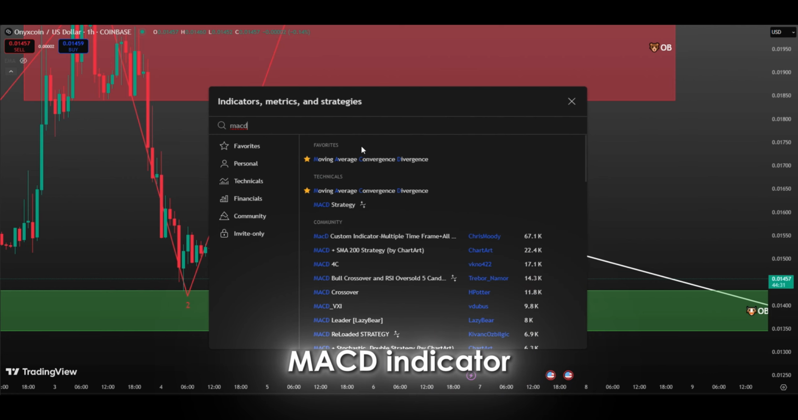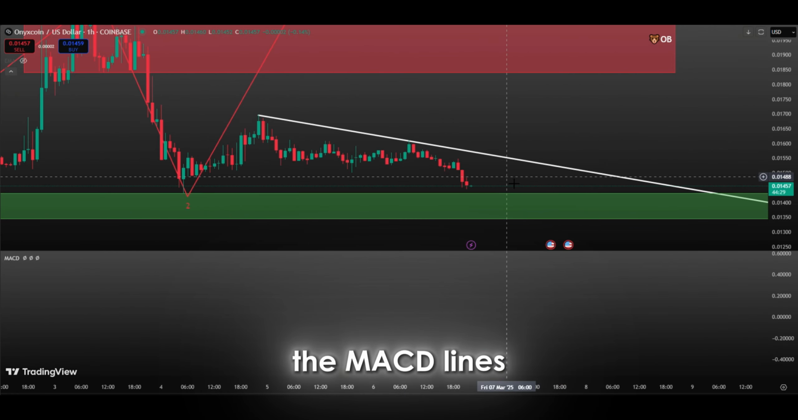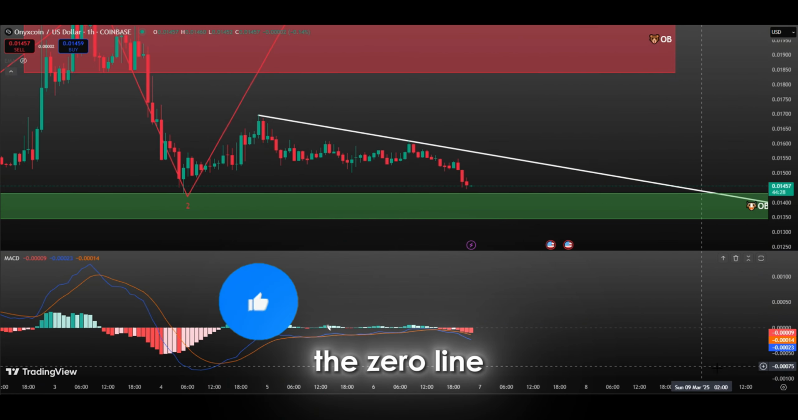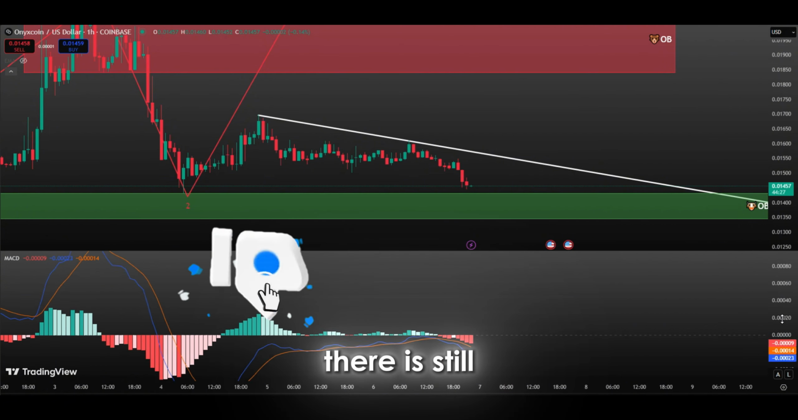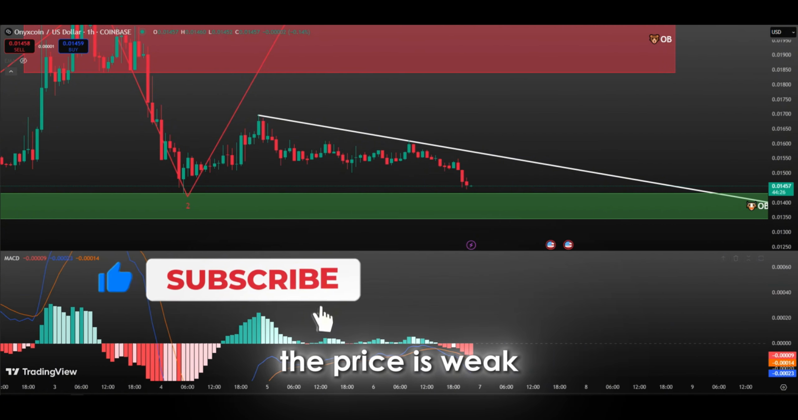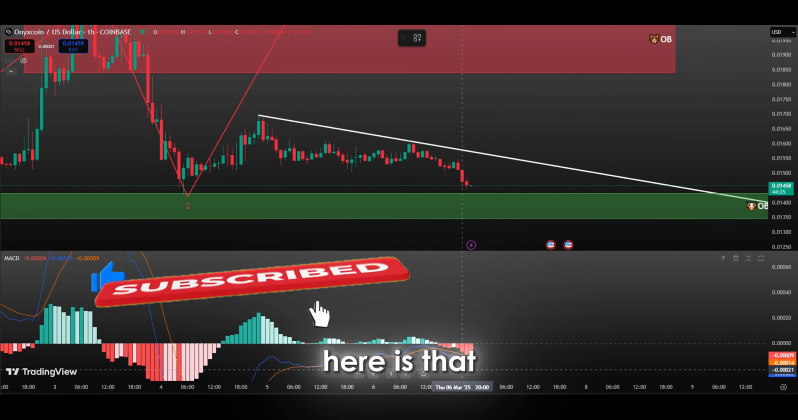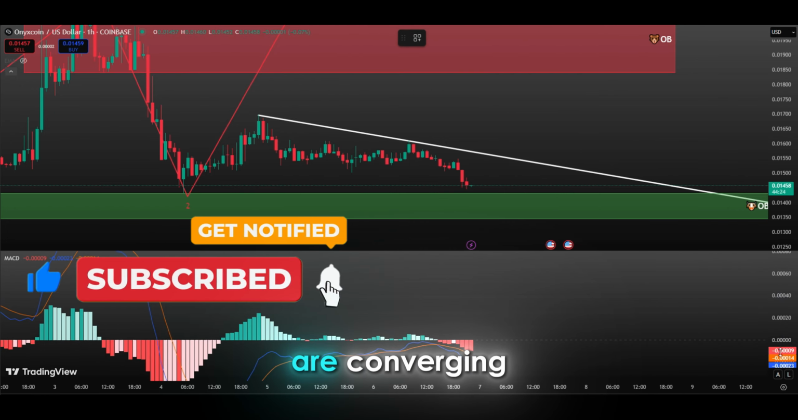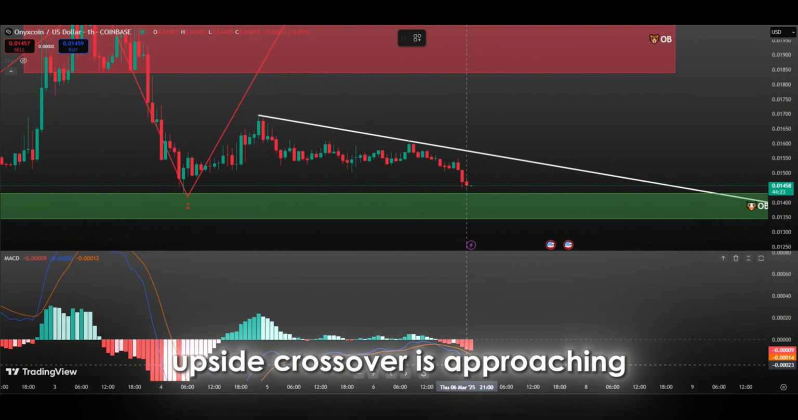Looking at the MACD indicator, we see that the MACD lines are moving below the zero line. This indicates that there is still bearish pressure in the market and the price is weak. However, the important point here is that the MACD lines are converging, and a possible upside crossover is approaching.